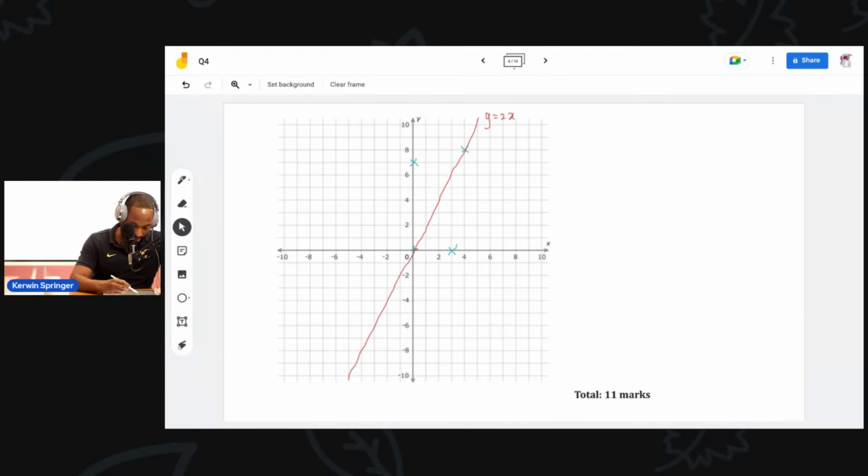And then I connect these 2 points. And I would use a ruler for this. I'm just drawing it freehand because I live that life right now.